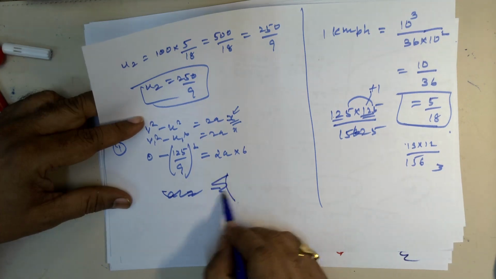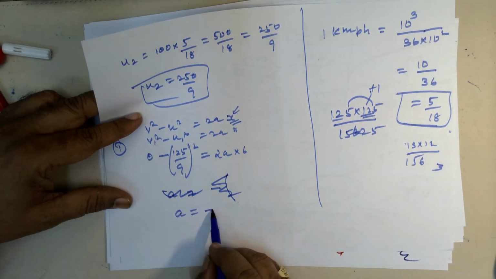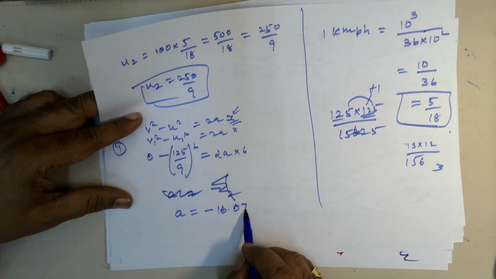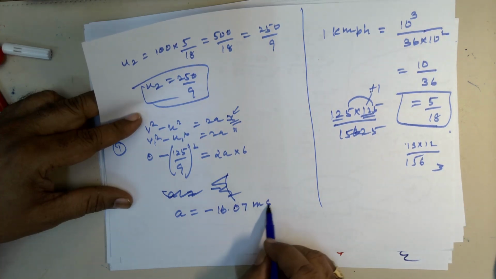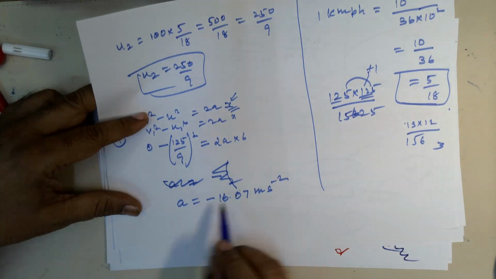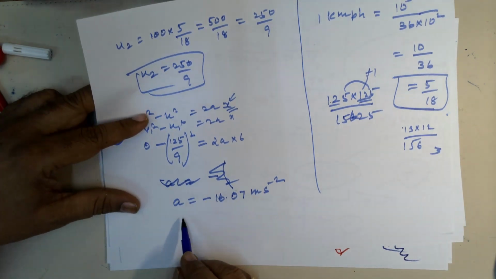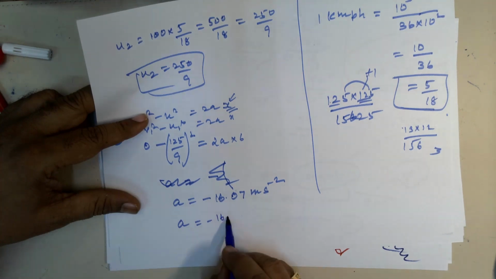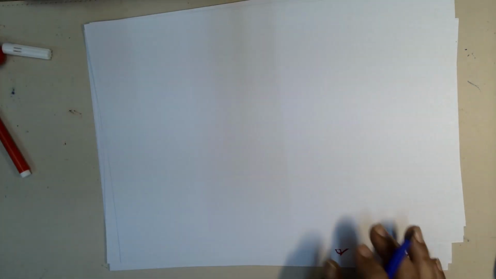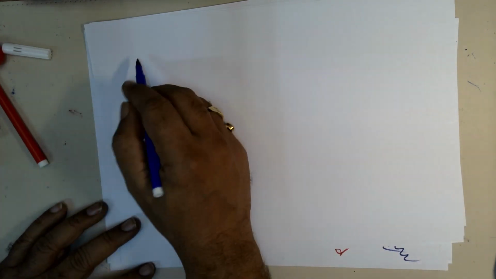Okay, right. So the a value is minus 16.07 meter per second squared. So approximately we can take it as 16 also. Now roughly we'll take 16. So minus 16 meter per second squared. Then let us proceed with the second case.